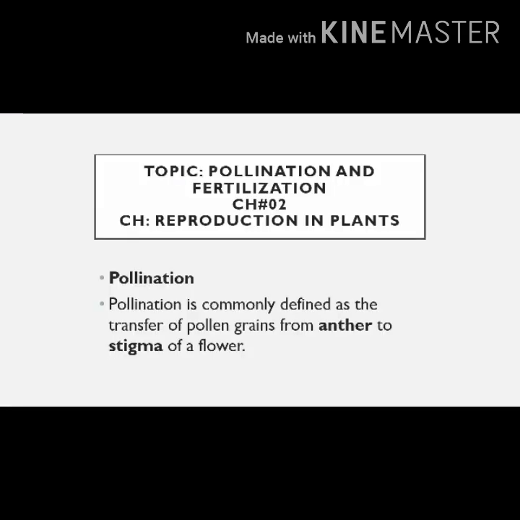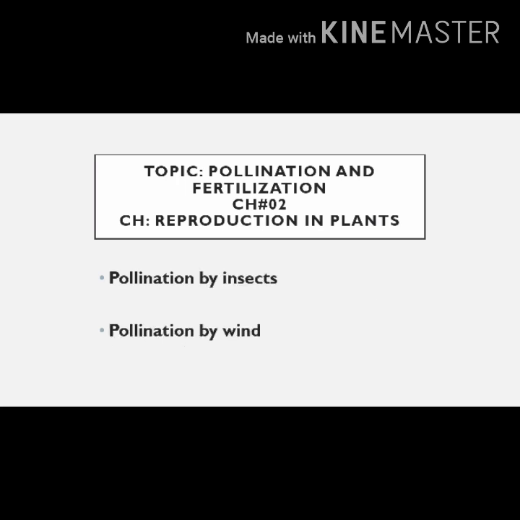Now let's discuss about pollination. Pollination is commonly defined as the process of pollen transfer from anther to stigma of a flower. We have already discussed that anther is a part of stamen which is a male reproductive organ and it carries pollen. On the other hand, stigma is the part of carpel which is the female reproductive organ, and we have already discussed that stigma is sticky due to which pollens stick to the stigma. So, transfer of pollen grains from anther to stigma is known as pollination. Pollen grains is usually carried either by insects or by wind.